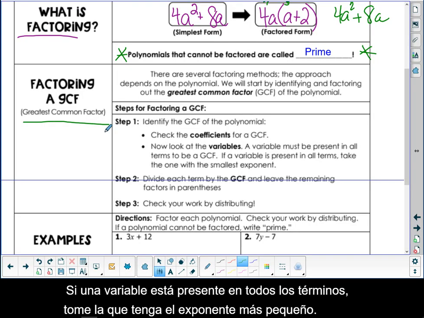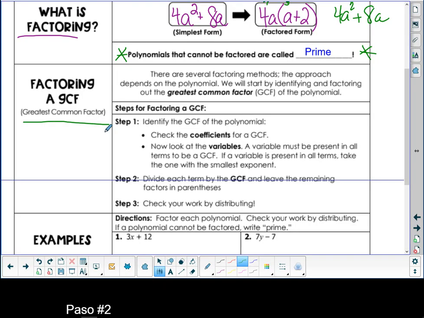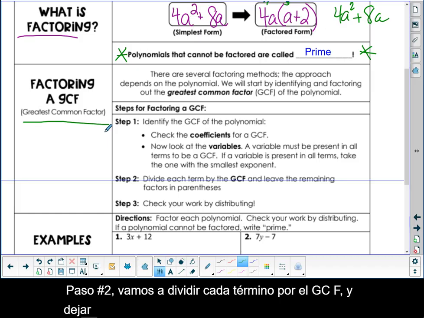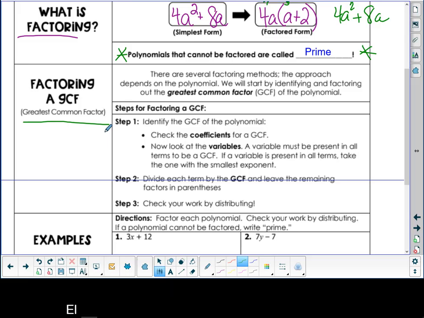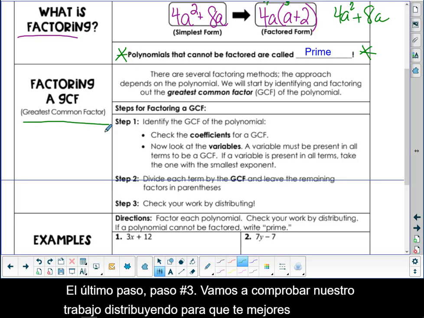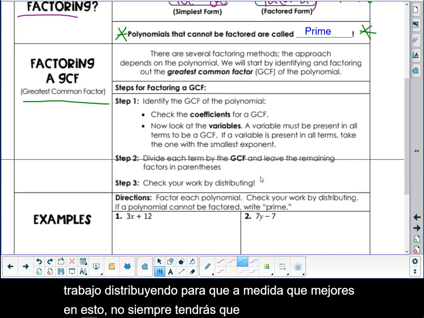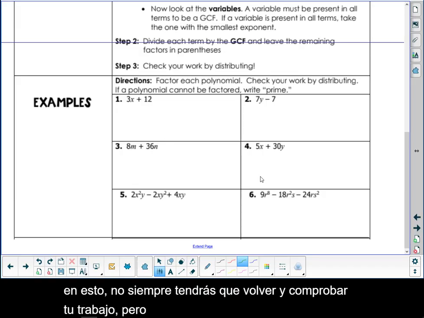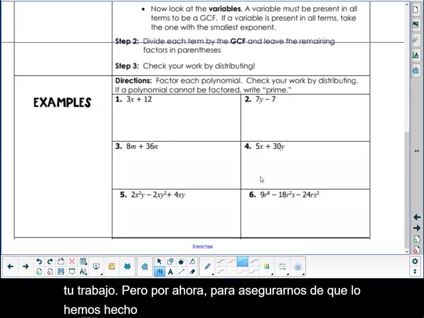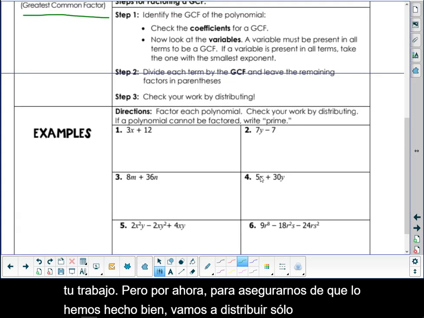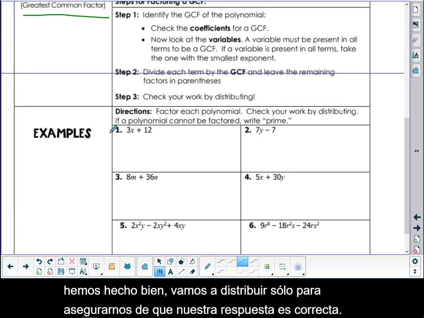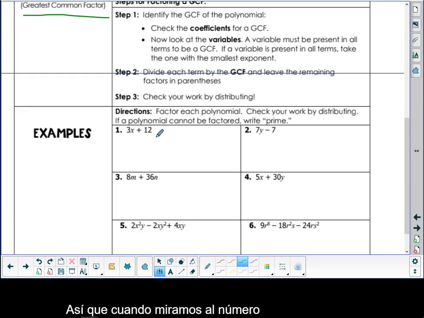Step number 2, we are going to divide each term by the GCF and leave the remaining factors in parentheses. Last step, step number 3, we are going to check our work by distributing. As you get better at this, you're not going to always have to go back and check your work. But for now, to make sure that we've done it right, we are going to distribute just to make sure our answer is correct. So when we look at number 1, we've got 3x plus 12.